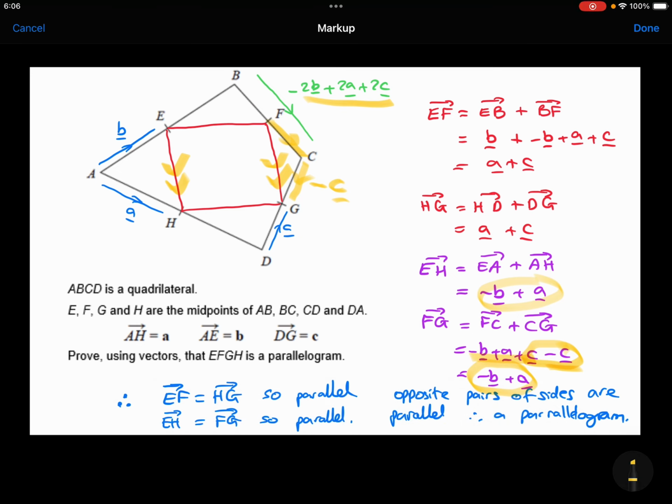So therefore we've worked out that E to F is equal to H to G, so they are parallel. E to H is equal to F to G, so they are also parallel. And we know that the opposite pairs of sides are parallel, means that that is a parallelogram.